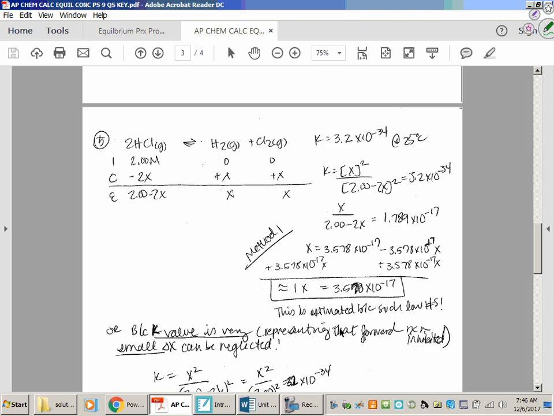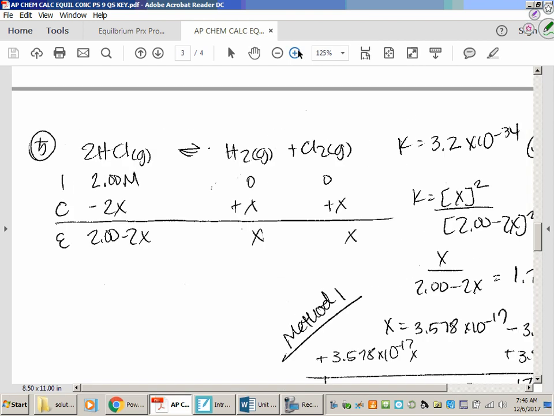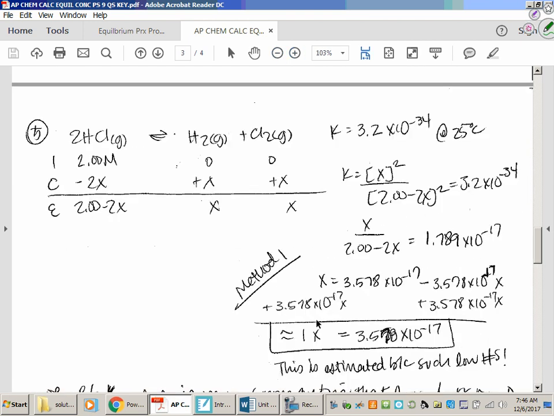Oh yeah, this was the one I was waiting on because it's a neglecting x problem. So I was holding off on this, but I am going to teach you guys the neglecting x in more detail. So pay attention here just a little bit, and then we'll have more neglecting x to do. They gave you the molarity of HCl, and noting there was nothing for the two products. They told you the K value at a certain temperature.